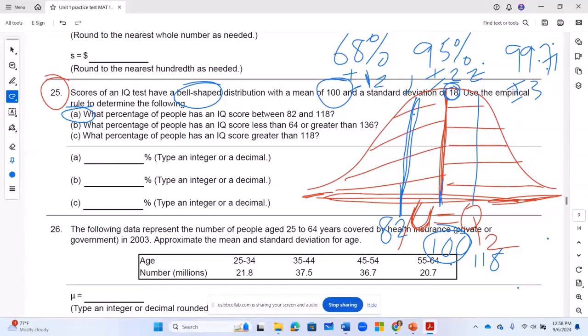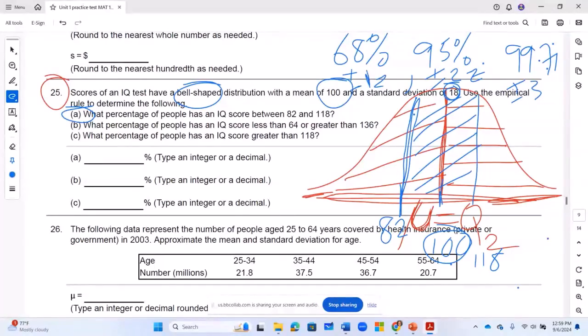What percentage of people has an IQ between 82 and 118? We just found them. The empirical rule told us the answer already. The percentage of people between one standard deviation below the mean and one standard deviation above the mean is 68. So you don't have to use your calculator. I will show you how to use your calculator though, because it's not always going to be one standard deviation above and below the mean.